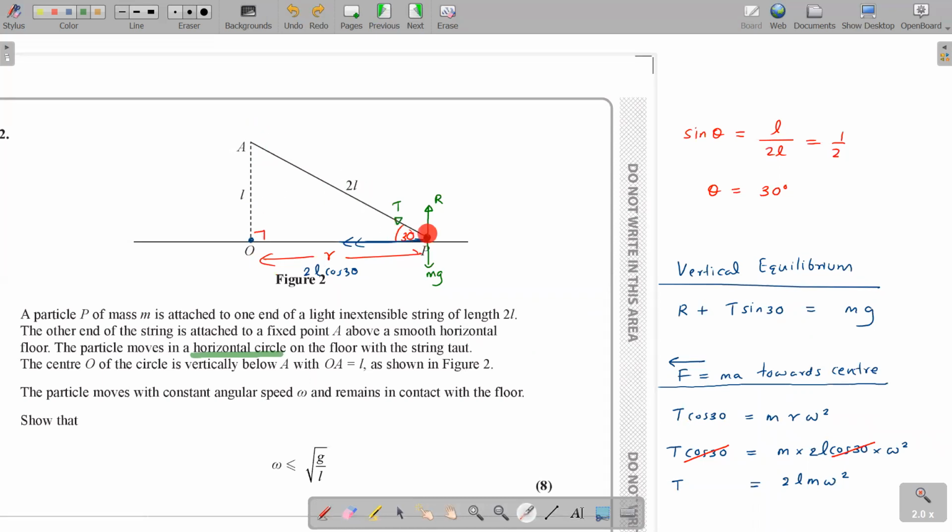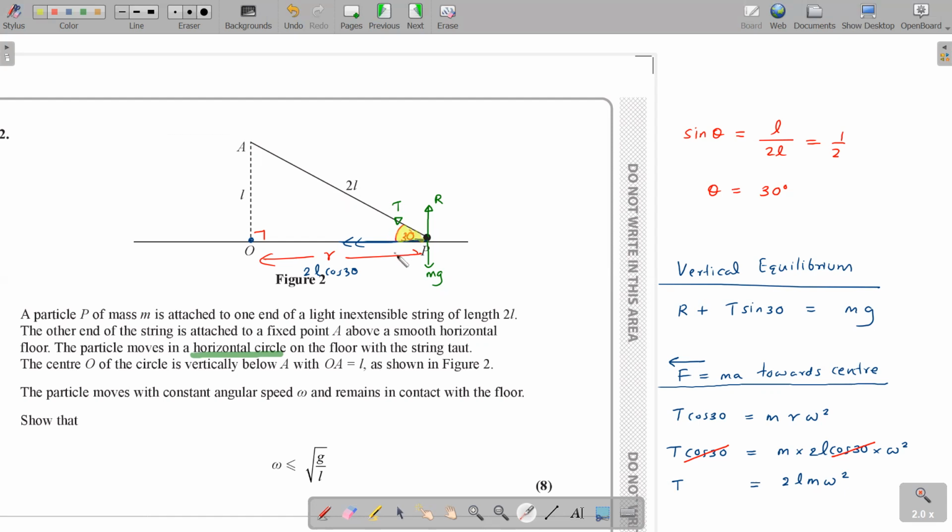So you can see here, if I consider this as a right angle triangle, I've got the hypotenuse length and the opposite length, and I can actually derive this angle. I've derived it as 30. How did I get that? I've used sine theta. I've taken this angle as theta first. So sine theta is opposite over hypotenuse, that's L over 2L, which gives me half, and that gives the angle theta as 30.